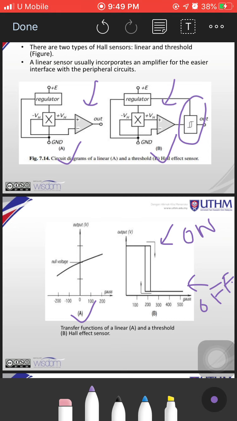In a threshold sensor, they have two levels of output, which is either on or off. Okay, for threshold, when we apply a magnetic field and the flux density exceeds a certain threshold, the trigger provides a clean transition from off to the on position, which makes the sensor be in the on position.